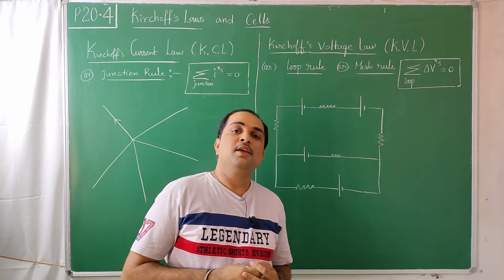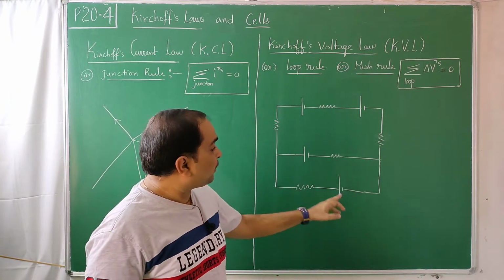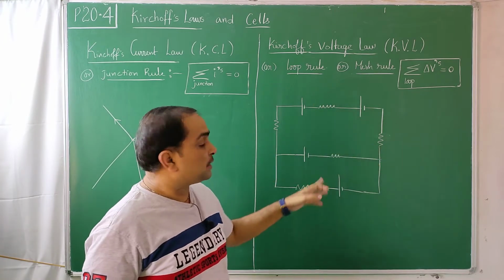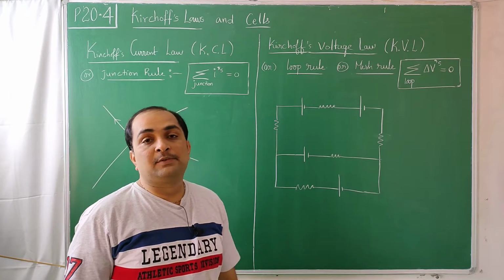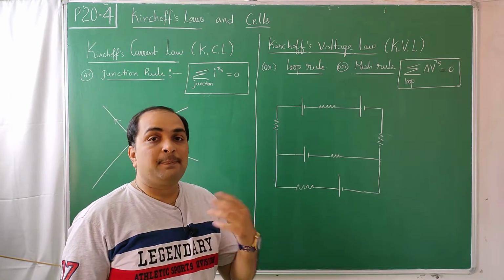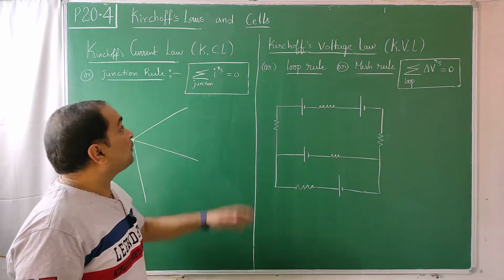Such formulas we cannot use in some types of circuits where there are a large number of batteries and resistors, and by seeing the visual you can't say which one is series and which one is parallel. Multiple resistors and multiple batteries are involved. Then we have to use Kirchhoff's laws.